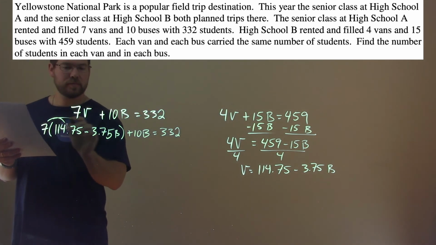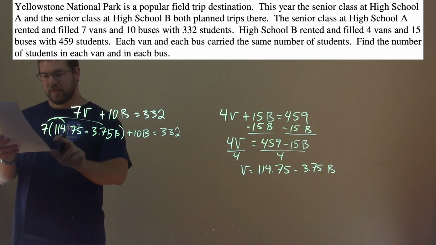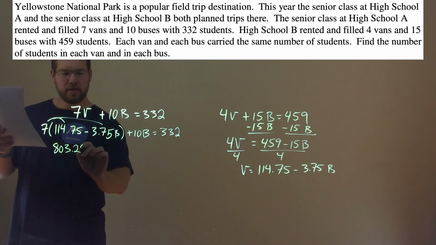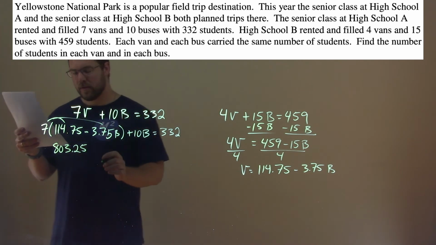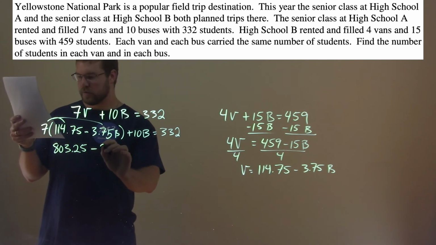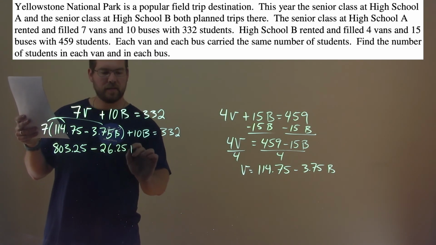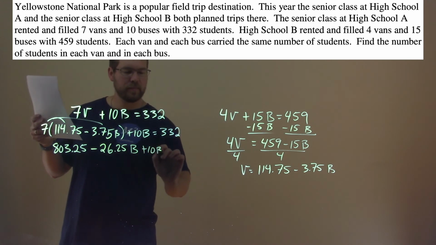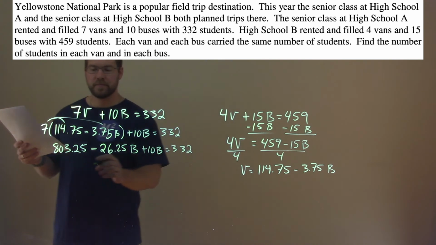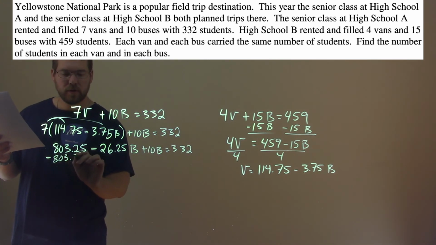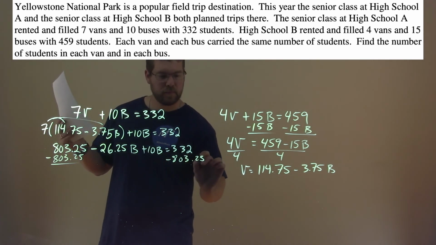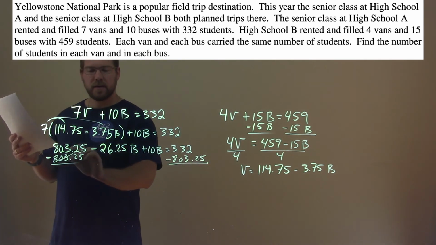First, we need to distribute. Again, same process as always. 7 times 114.75 is 803.25. 7 times negative 3.75, we have a minus 26.25b, plus 10b equals 332. Now we can combine our like terms. Subtract 803.25 from both sides. And that cancels out here.